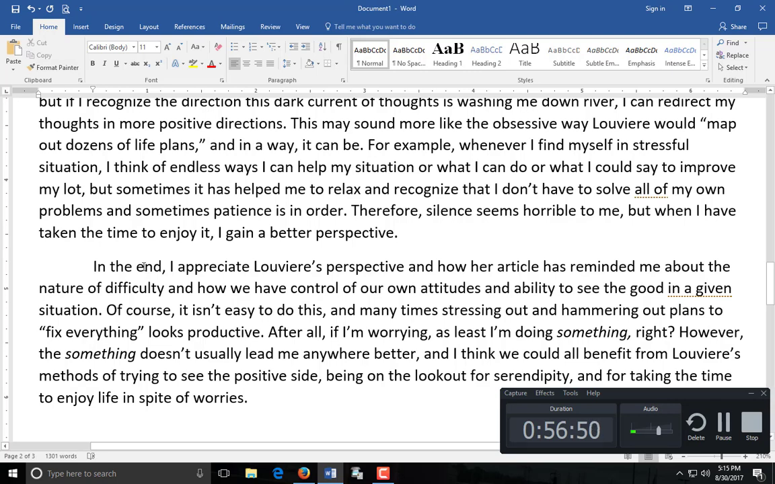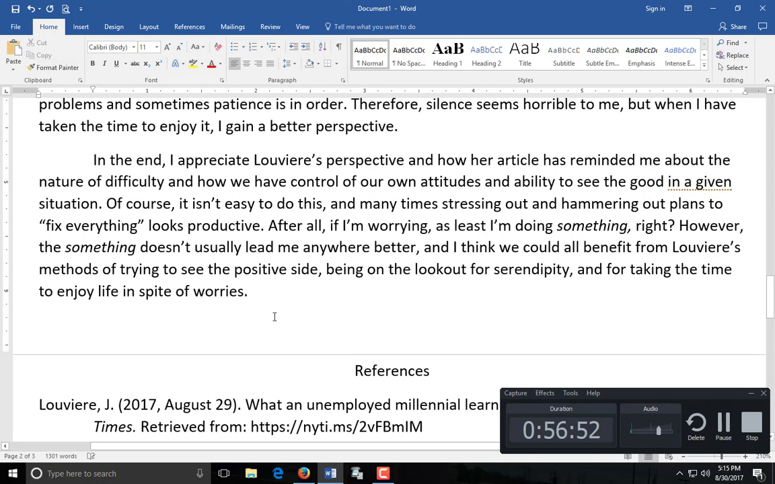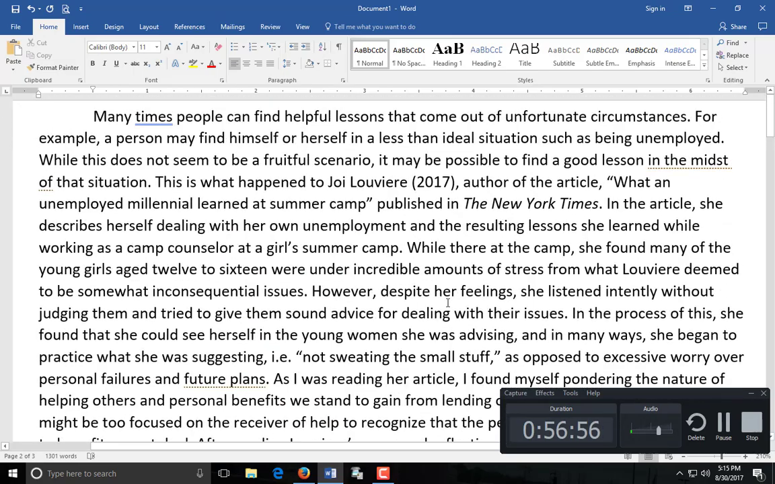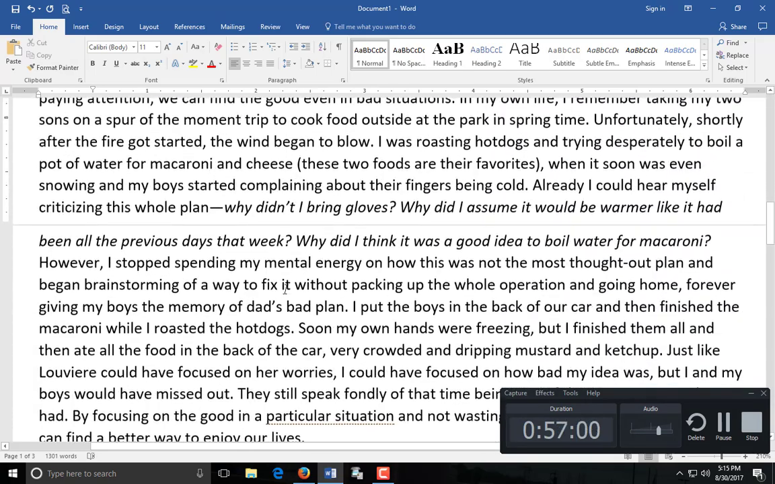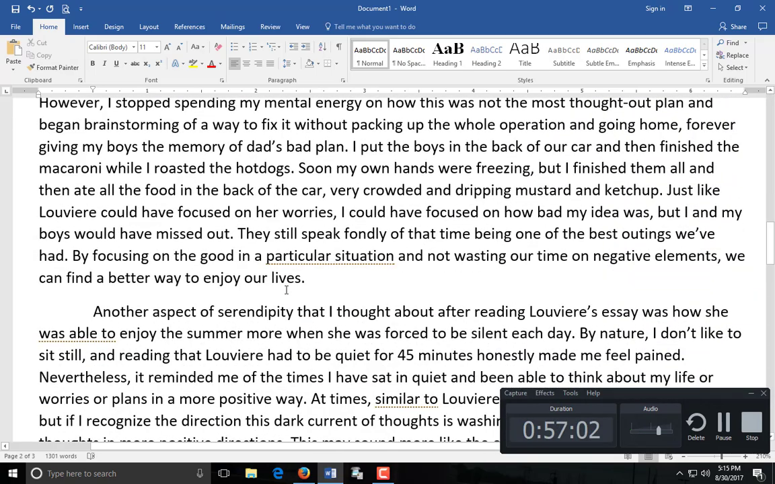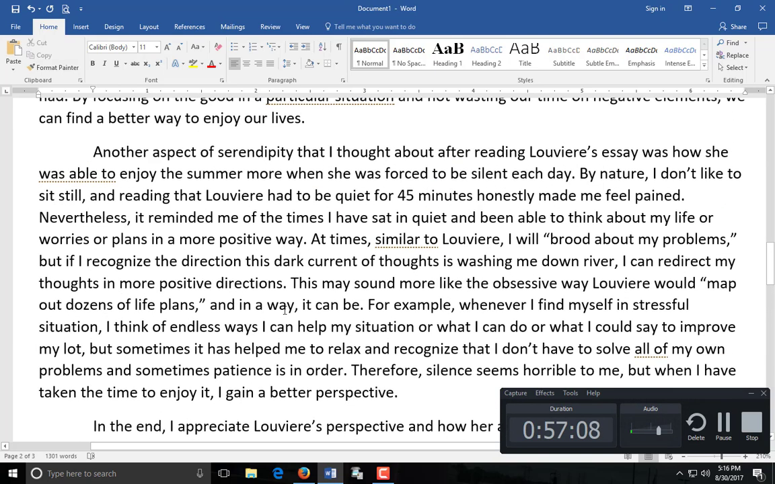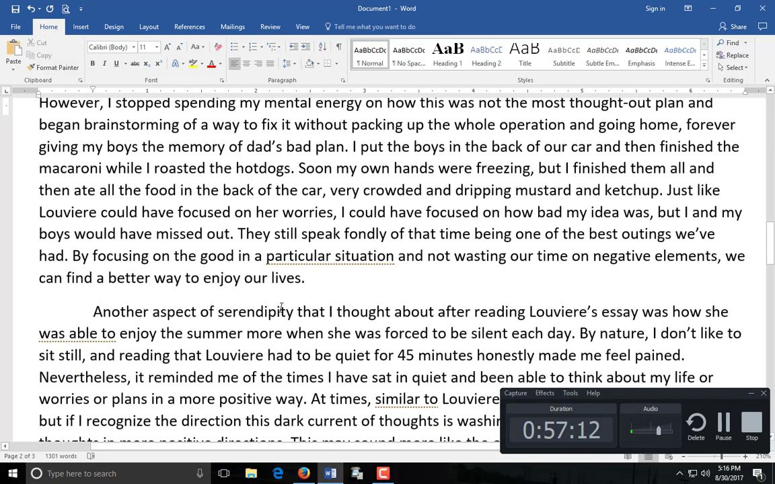All right, so that's just a first draft. I know there's a lot that could be done to improve it, and maybe we'll talk about this paper again when it comes to the revision time. So that's the basics of what I would say to write a summary and response, because you're summarizing the article and then you're trying to share your thoughts on it and what you think and what you've experienced.